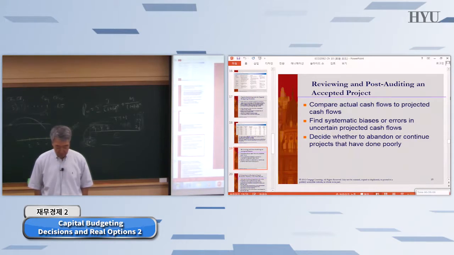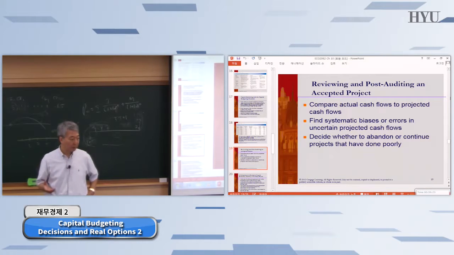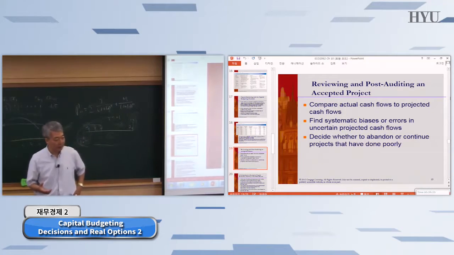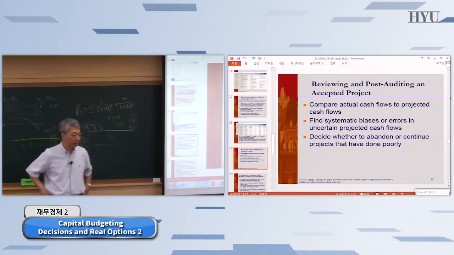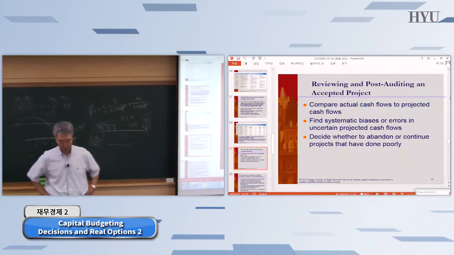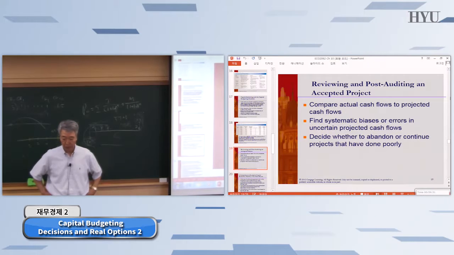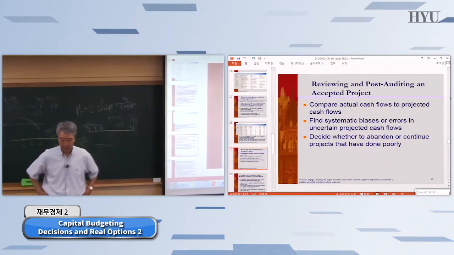Decide whether to abandon or continue projects that have done poorly. So we're talking about the middle of the project; you have to constantly review how it's going. And if it's really different from what you have expected, then you may have to abandon the project. That's what we call a real option. Real option.